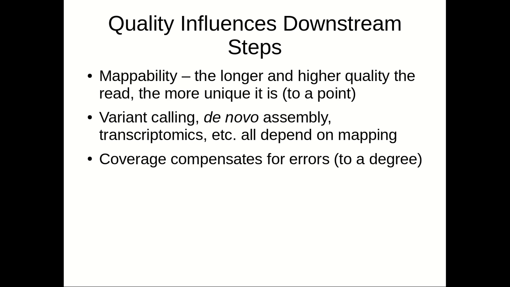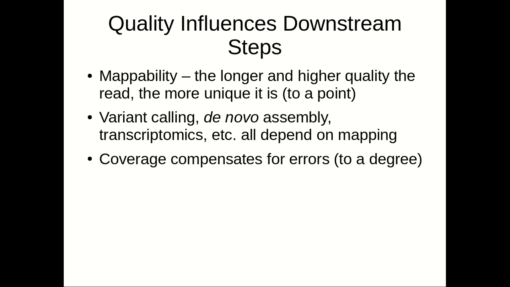And the reason we really care about quality is that even if we don't have huge blatant error, quality really does influence downstream steps. So the higher quality the read is, the more confidence we have in each base call, the more unique it is, the more mappable it is to that genome. And essentially everything we do, variant calling, de novo assembly, transcriptomics, RNA-seq, all of this depends on mapping. At some point, you're probably going to have to map your reads to a genome. And the higher quality your reads are, the better you're able to do that.